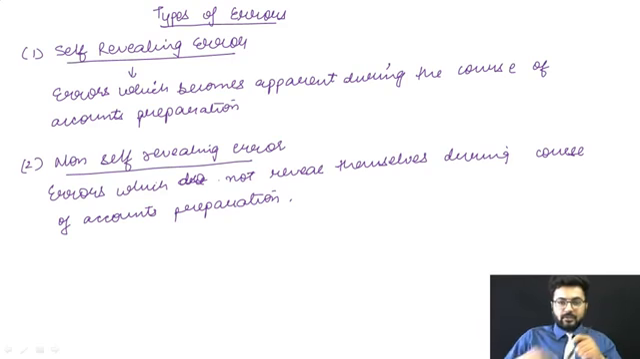So got it? Understood? So you can also bifurcate them on the basis of revealment, which can be revealed on its own or which cannot reveal on its own. Now moving on to the next, the third kind of error which we generally face is unintentional error.